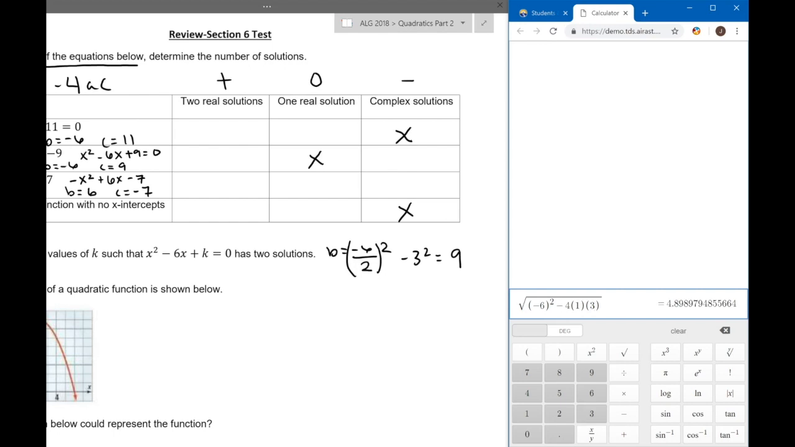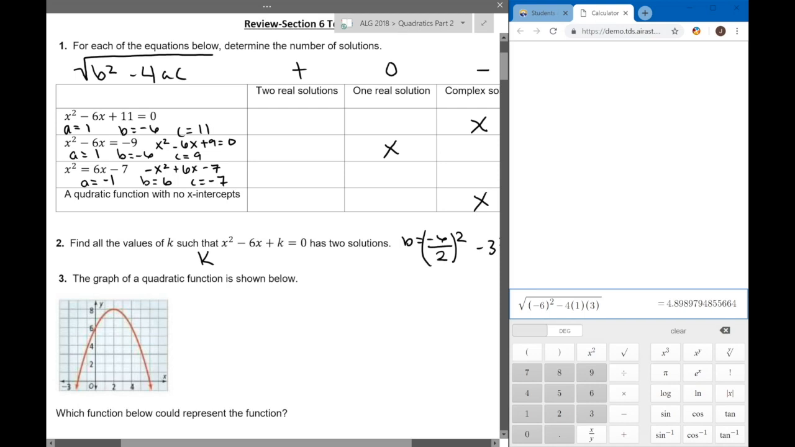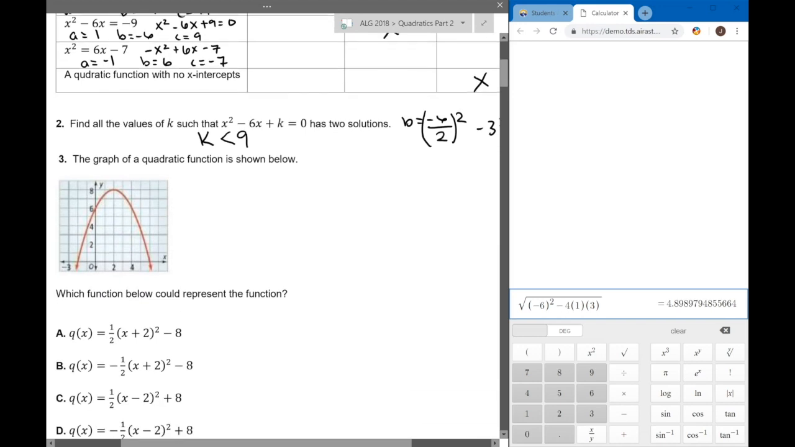It gives me a number, a positive number. Therefore, k has to be less than 9. So all the values less than 9 would work. Let's move on to number 3.